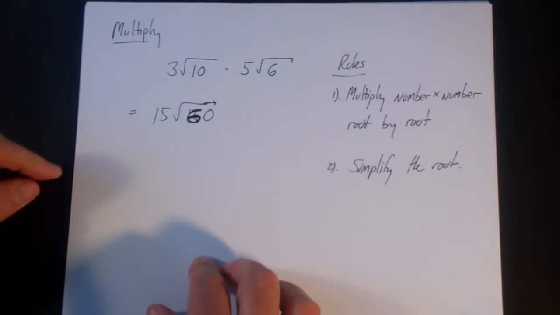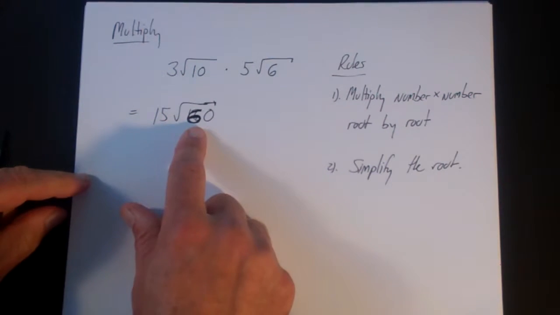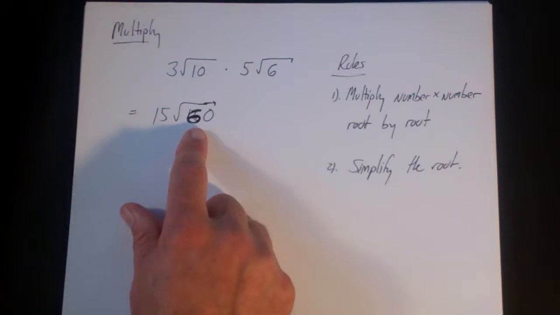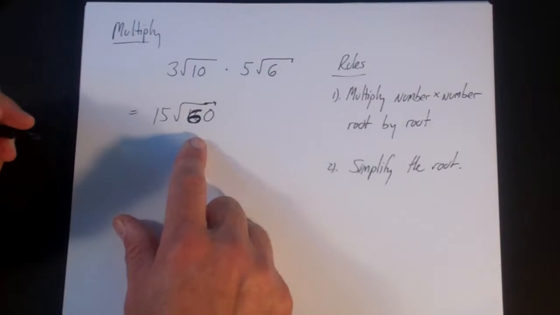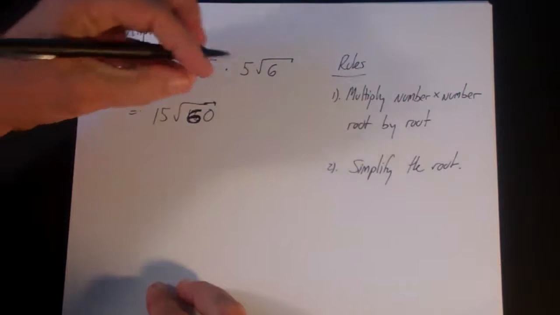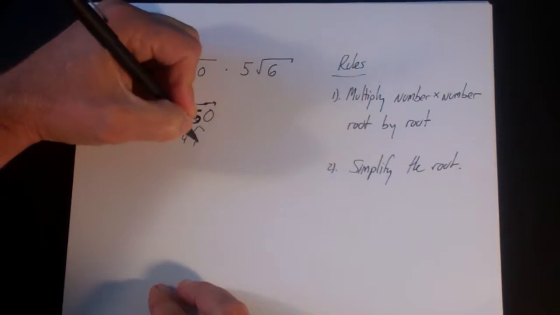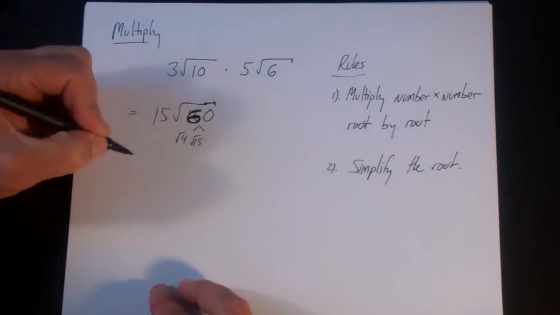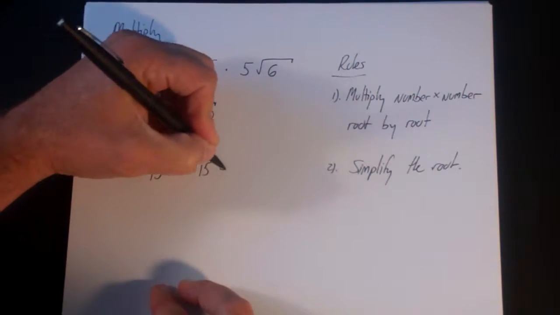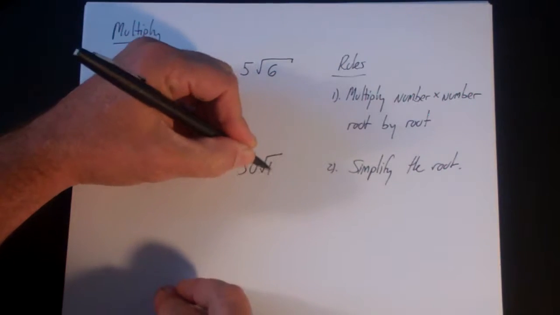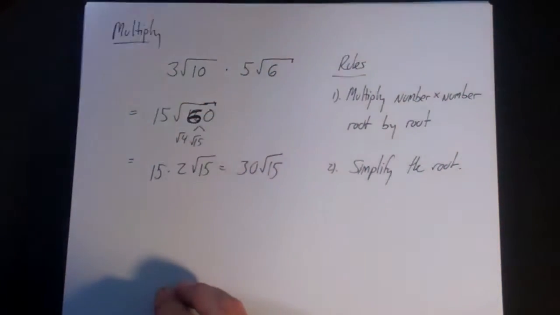Now how do we simplify square roots? We find two numbers that multiply to 60, but one of them needs to be a perfect square. Let's see, 9 doesn't go into it. 4, I think, I might use a calculator to make sure. In fact, it does. It's 4 and 15. So your final answer is 15 times 2 root 15, or 30 root 15. And that's all there is to it.